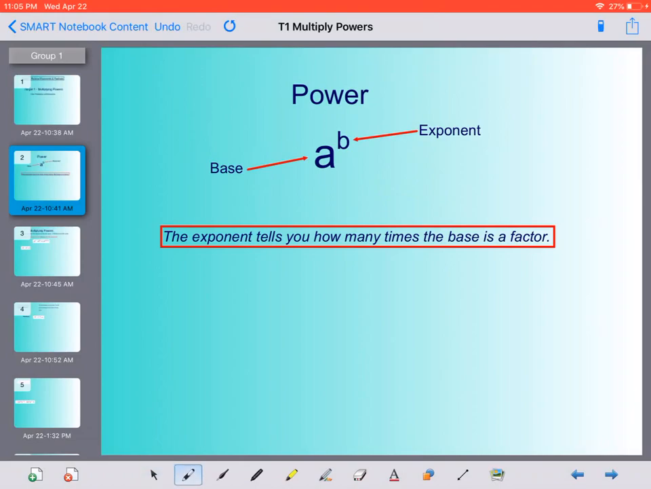For example, if I had 2 to the third power, 2 is the base and 3 is the exponent. The 3 tells me that 2, my base, is a factor 3 times. So 2 times 2 times 2, which would be 8.